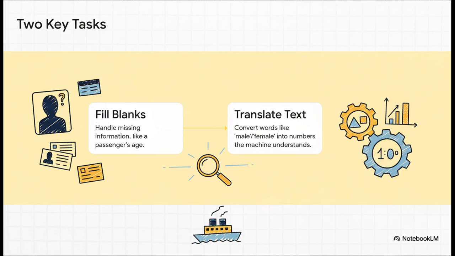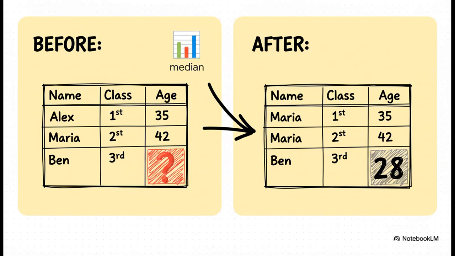So the script breaks this big cleanup job into two really simple tasks. First, fill in the blanks where we have missing info. And second, translate all the text, the words, into a numerical language that the machine can actually work with. And check this out. It's a perfect example of that first task. For some passengers, their age wasn't recorded. It's just empty. So what does the script do? It doesn't just guess. It looks at all the ages it does have, finds the middle value, the median, which was 28, and uses that to fill in the gaps. It's a really smart and logical way to fix an incomplete clue.